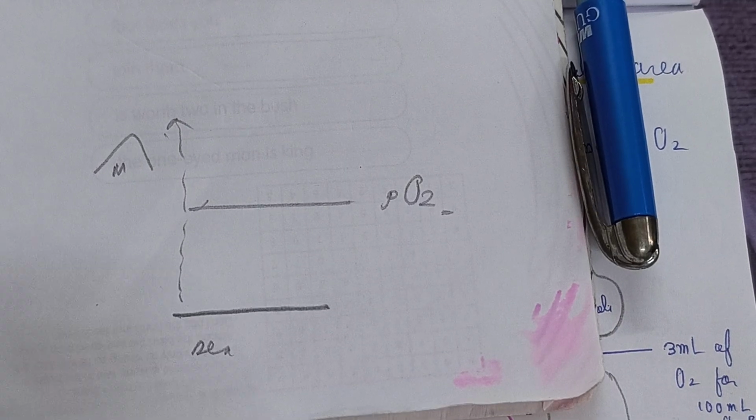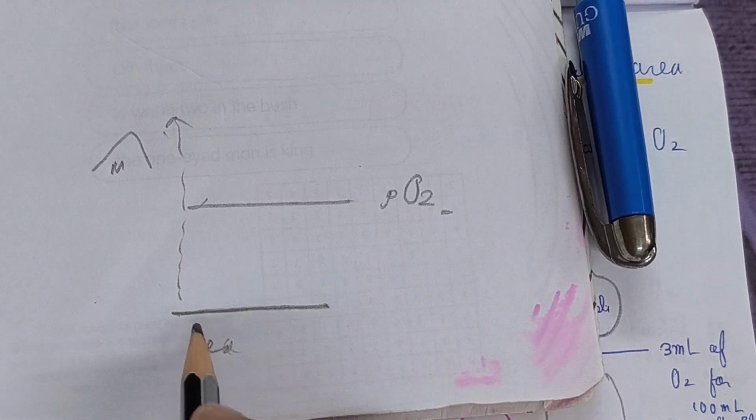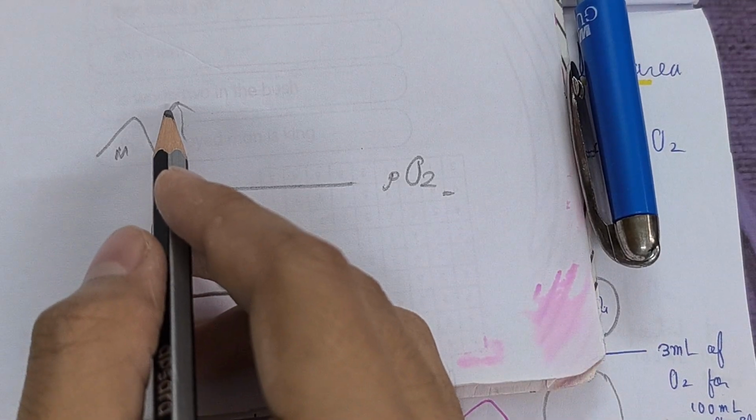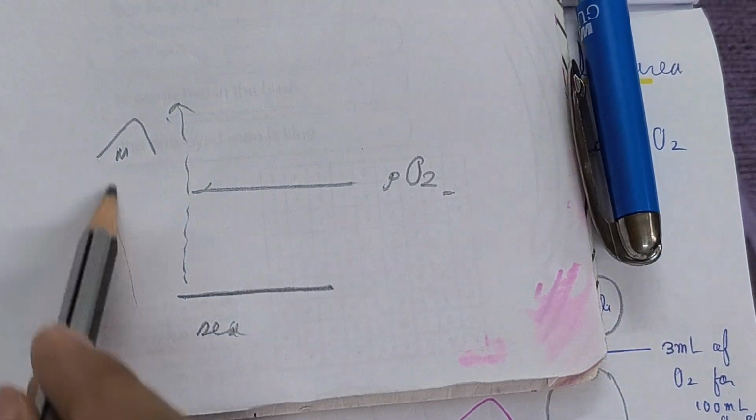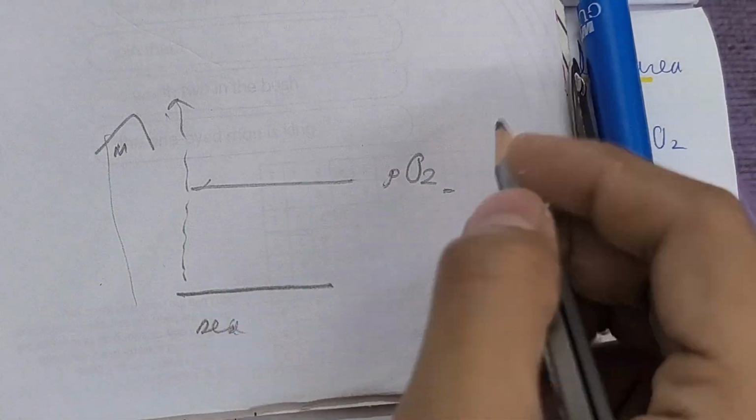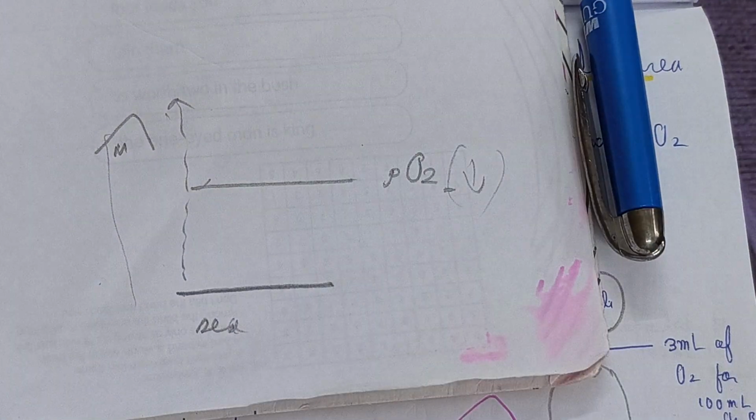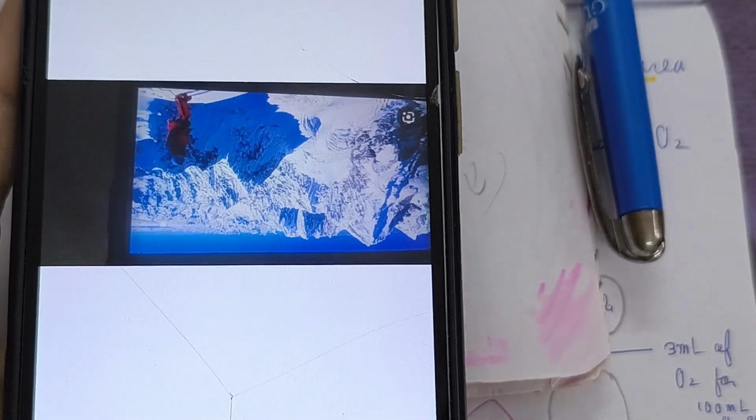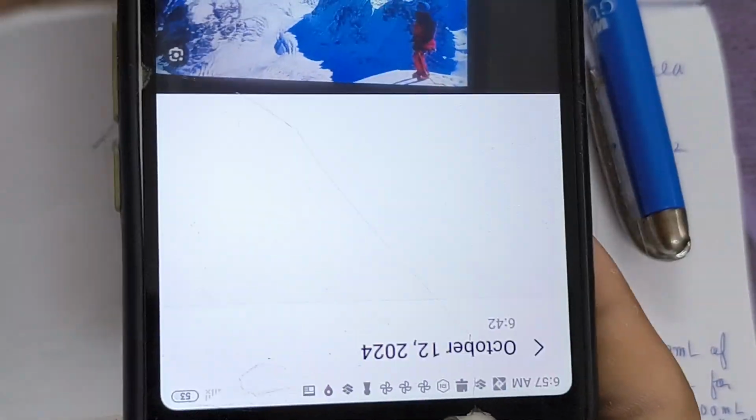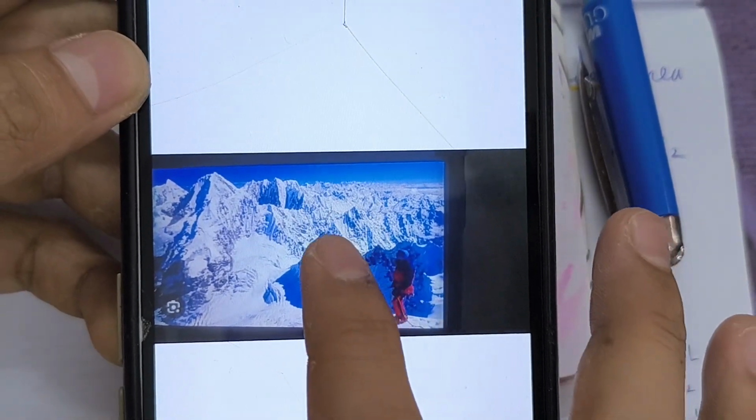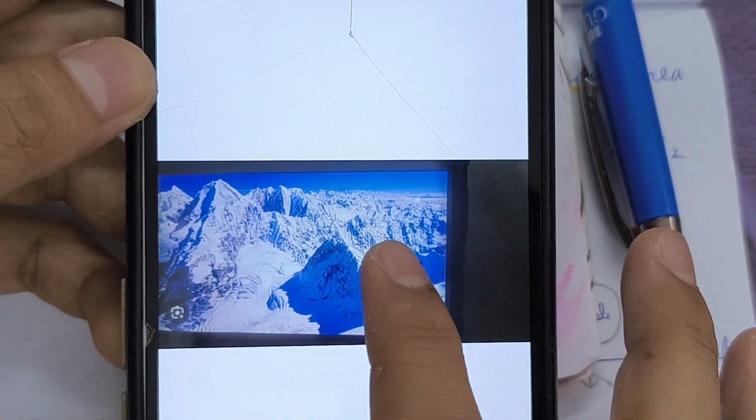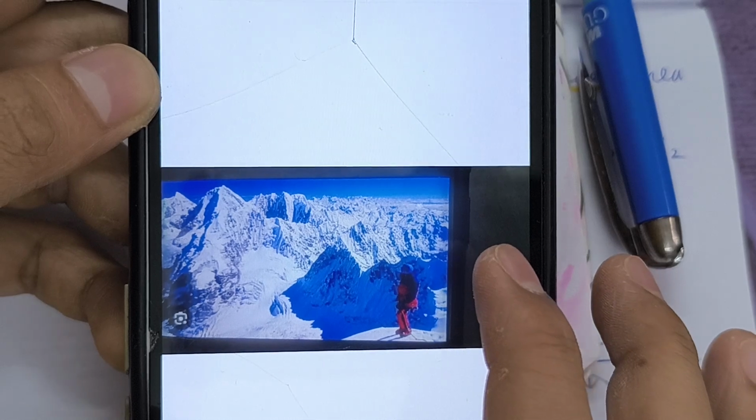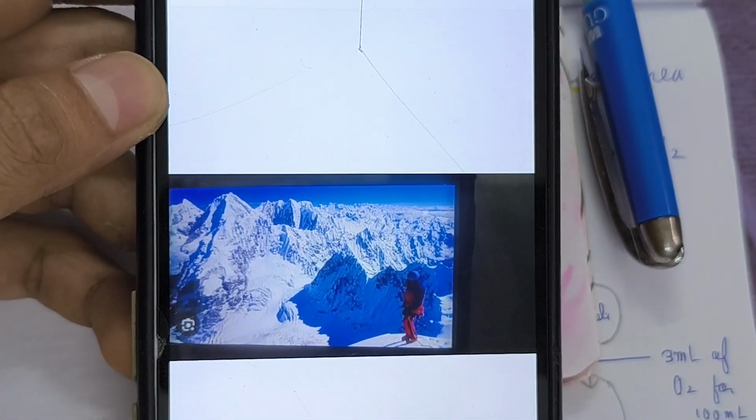So friends, you know that as we move from sea level towards the mountain, that is, as we go upward, the partial pressure of oxygen goes on decreasing. This is the photo where the partial pressure of oxygen decreases, so positive signals occur.